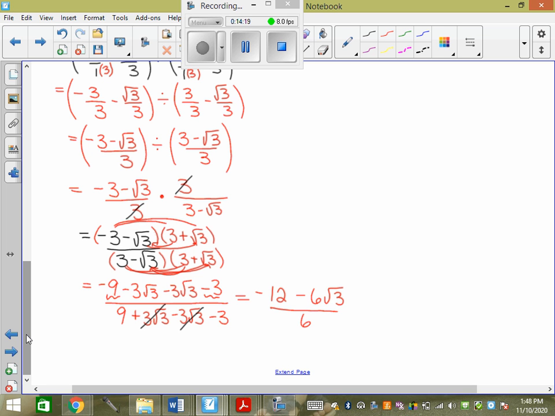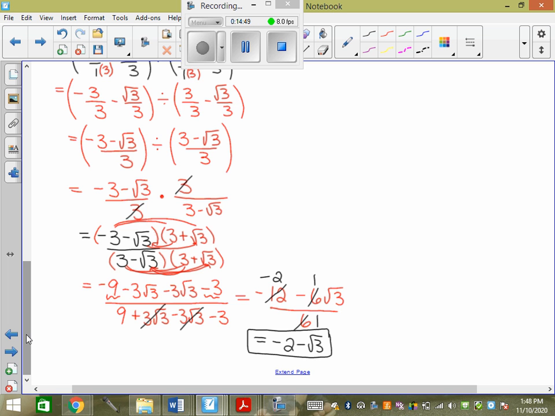And then what can I do? Did this last year too in grade 11. Simplify it. It has to come out of all 3 or it can't happen, right? So I can take a 6 out of all of them. And I get negative 2, negative 1, and 1. Do I have to write a 1 if it's the denominator? Nope. So I get negative 2 minus root 3.